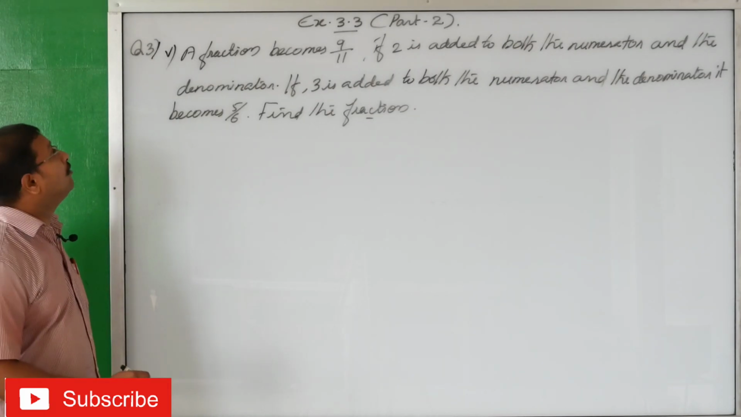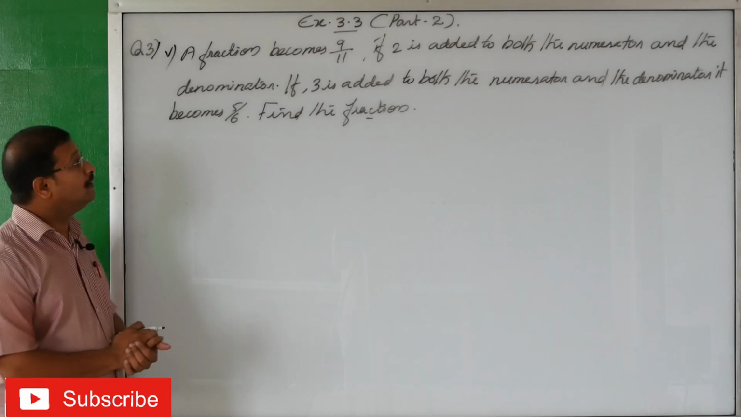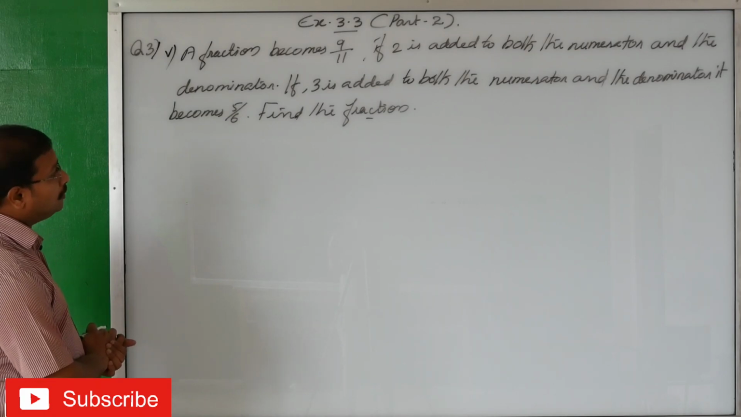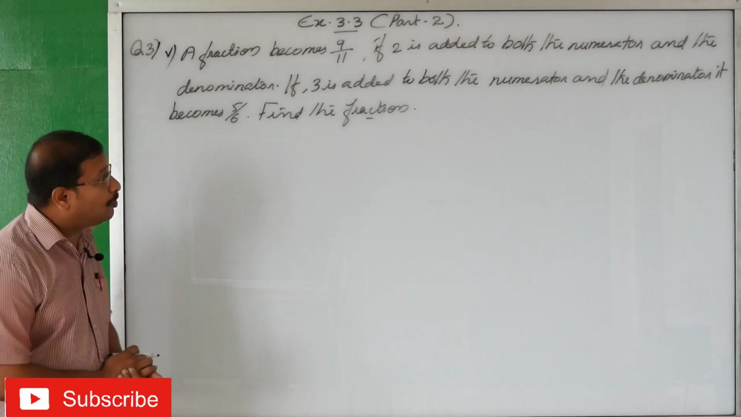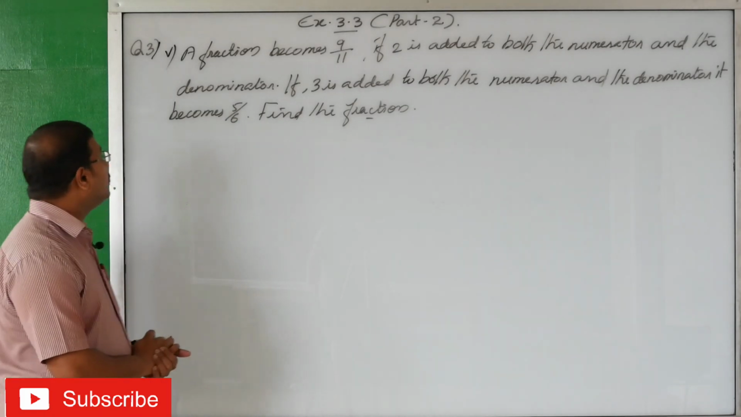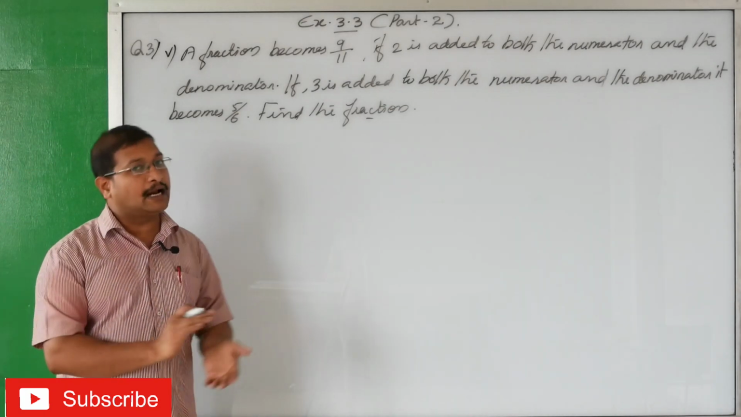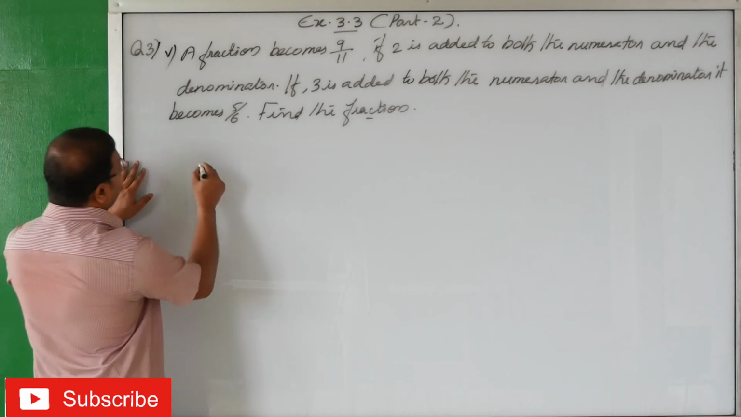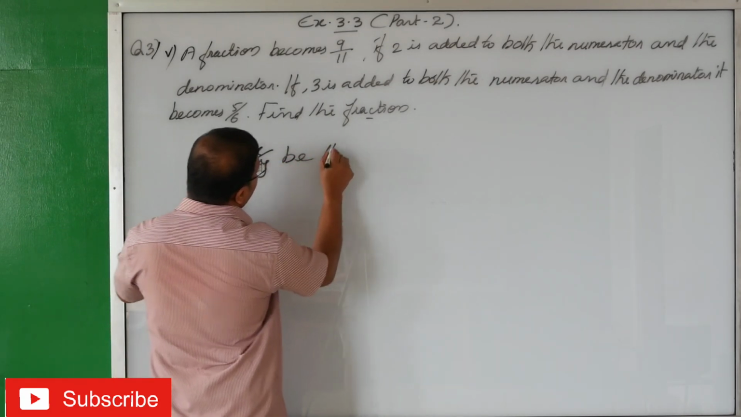Let's see question number 5. I'll read the question once. A fraction becomes 9 by 11 if 2 is added to both the numerator and the denominator. If 3 is added to both the numerator and the denominator, it becomes 5 by 6. Find the fraction. Let's start the answer now. That means we can write, let x by y be the fraction.